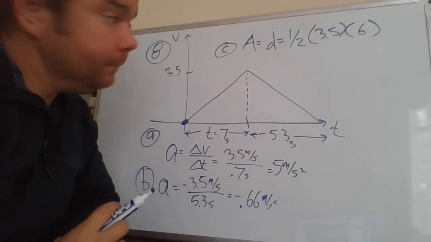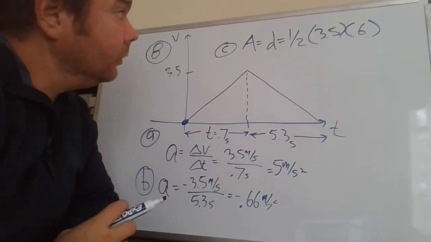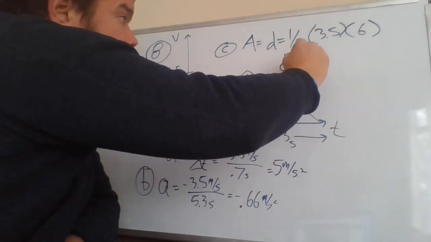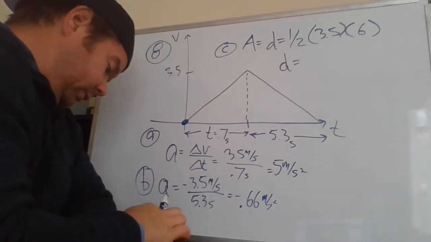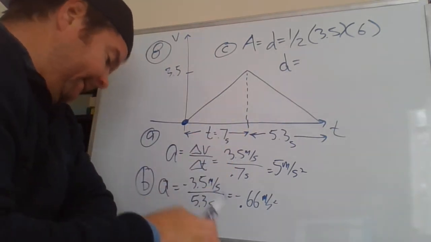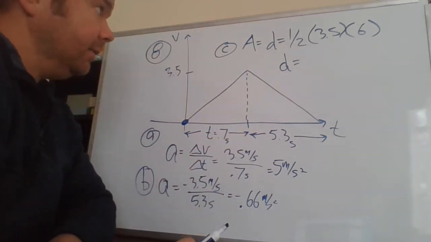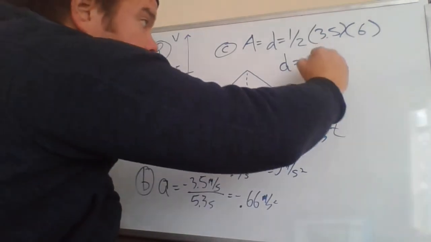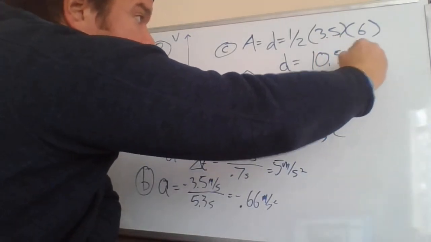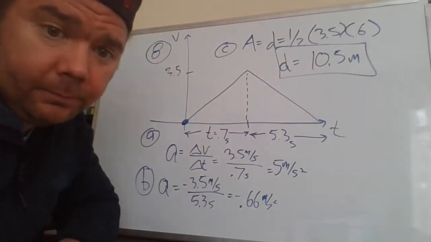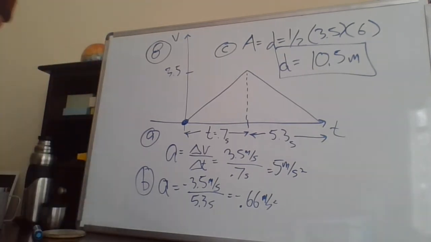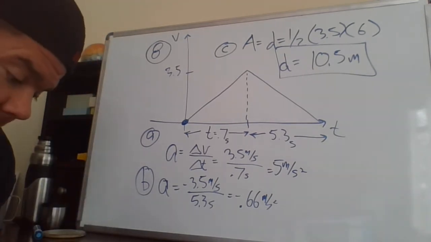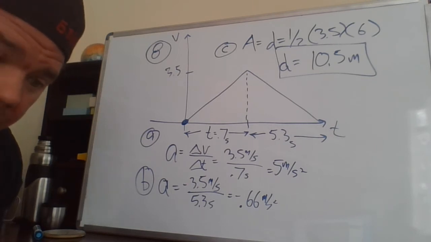that's just 6. Great. So altogether, d equals 1/2 times 3.5 times 6. 3.5 times 0.5 times 6 is 10.5 meters. All right. So I think that's a wrap for number 8. Let's take a look at number 9.